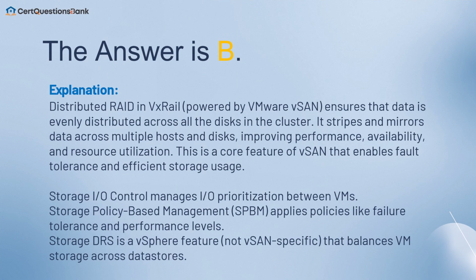The answer is B. Distributed RAID in VxRail, powered by VMware vSAN, ensures that data is evenly distributed across all the disks in the cluster. It stripes and mirrors data across multiple hosts and disks, improving performance, availability, and resource utilization. This is a core feature of vSAN that enables fault tolerance and efficient storage usage.